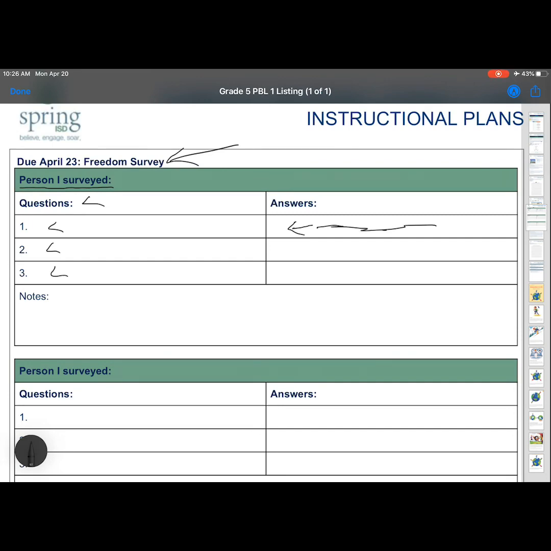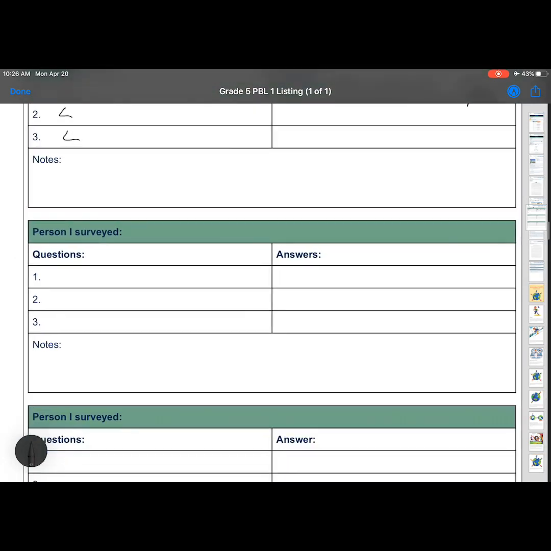Now this is not a good template because look, it's small, it has very little room, so you're better off copying it onto your own sheet of paper. Let's say the first person that you ask has a lot to say. You need like 2 or 3 lines for each question. And let's pretend the second person that you asked has less to say. So that's why it's better if you recreate it on your own sheet of paper.